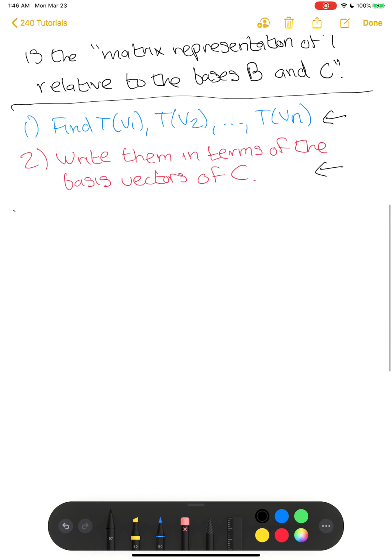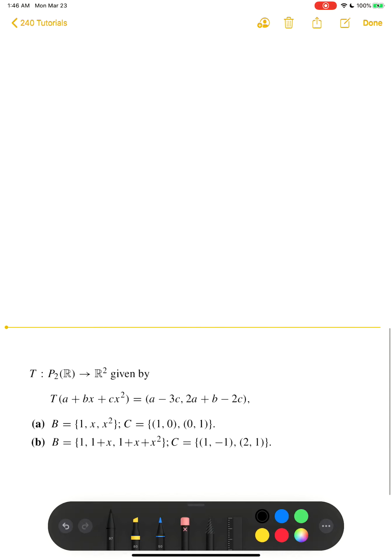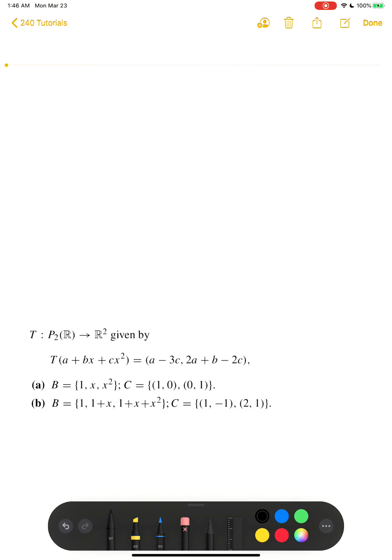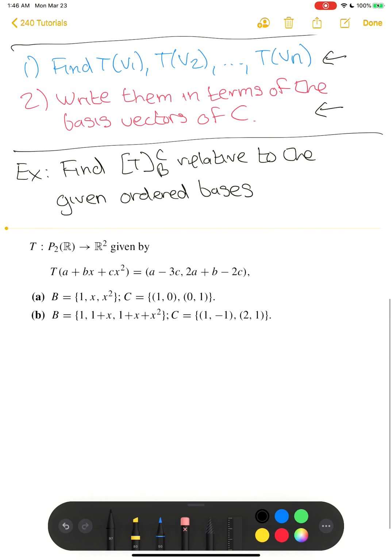All right, so let's do an example. It's a bit of a long example, and I have it copied from the textbook. Find T from B to C relative to the given ordered bases. So it's somewhere at the bottom of the page. I'm going to bring it up. So hopefully this works okay. Nice. Look at me learning how to use an iPad.